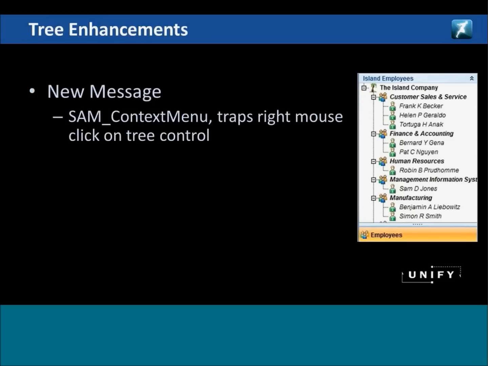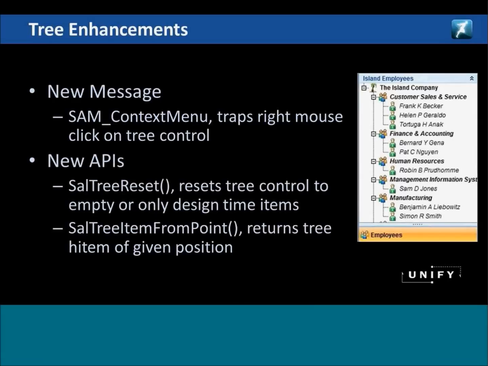The tree has been enhanced with several functions and a new message. SAM context menu traps right mouse click on the tree control, so you can show an object menu at the position of the mouse. You get several new APIs like SAL Tree Reset, which resets the tree control to empty or design time items. SAL Tree Item from Point returns the tree item of a given position.